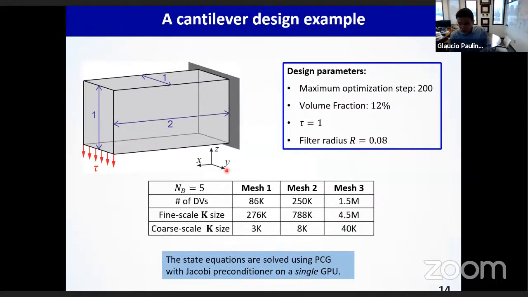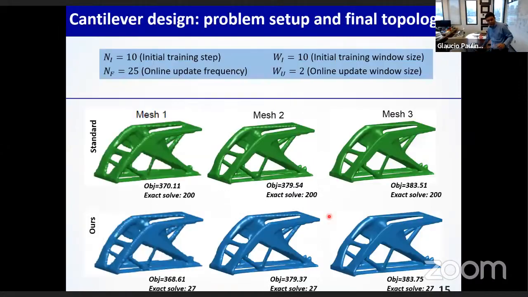Here is the first example, and here are the design parameters that we use. Here I am using a block size of 5. And this is the same example as before, from 80,000 design variables to 1.5 million. And then we can see here in the fine scale, the stiffness matrix size is pretty big, but in the coarse scale it is significantly smaller. Here the state equations are solved using the PCG with a Jacobi preconditioner on a single GPU. Here are the training parameters that you can see on the top, in this blue shading, that gives an idea how the online updating is done.